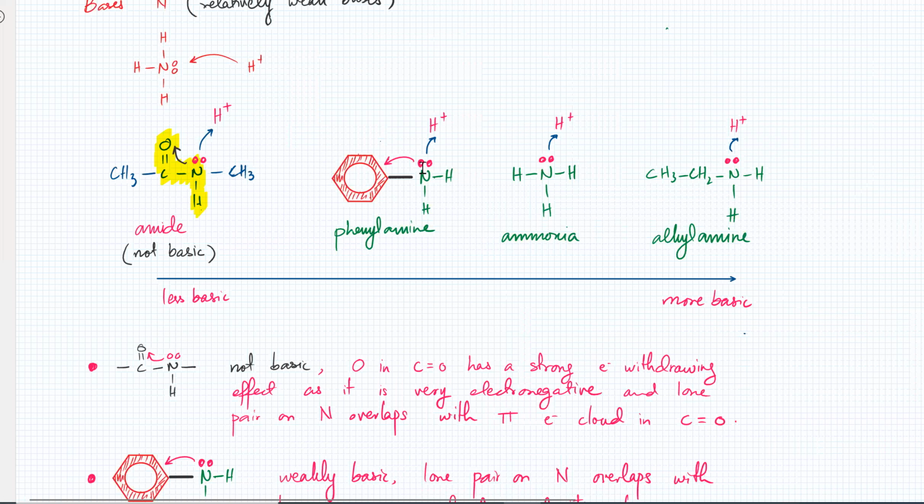This one attracts H+1 very weakly. Why? Because even here, the lone pair mixes with the benzene electron cloud. So the lone pair is just partially there, not completely there. In the last one, the electron density is really high. And the reason is that you've got an alkyl chain, and the alkyl chain has an electron donating effect. The lone pair charge density increases and it attracts the H+1 very strongly.